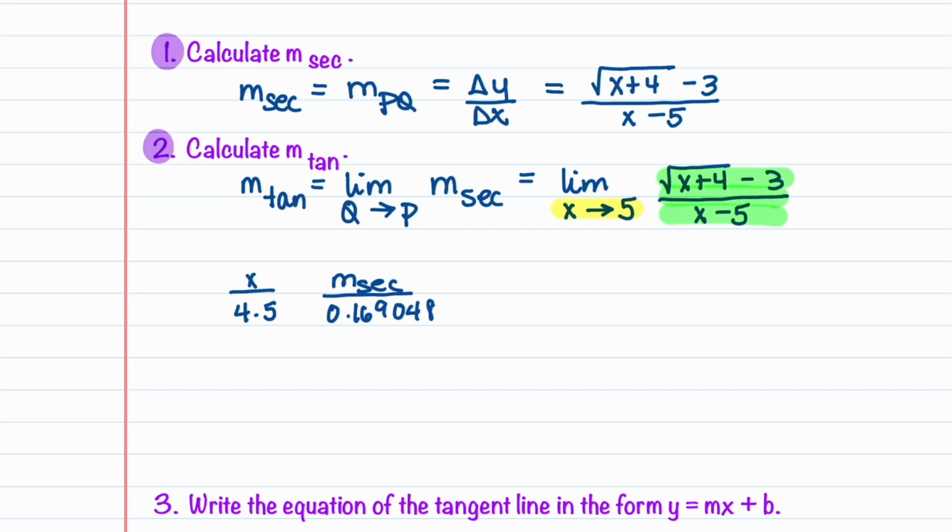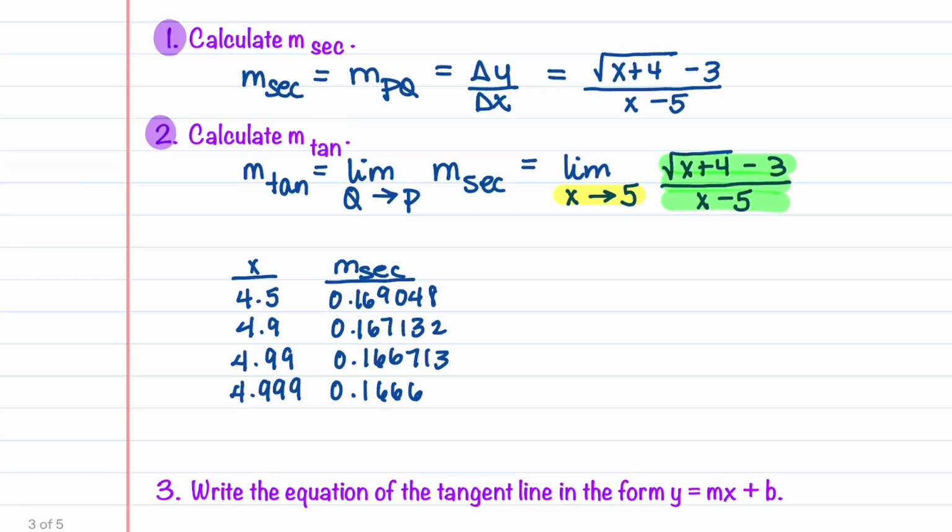When we do that, we get 0.169048. Now we're going to let x get closer to 5, so I'm going to make a big jump, and I'm going to say x is 4.9. Plug that into the calculator, and you get 0.167132. Now we're going to get closer to 5, so we're going to say x is 4.99, and we get 0.166713. And now let's let x be equal to 4.999. That gives us the slope of the secant line is 0.166636 and then 71.